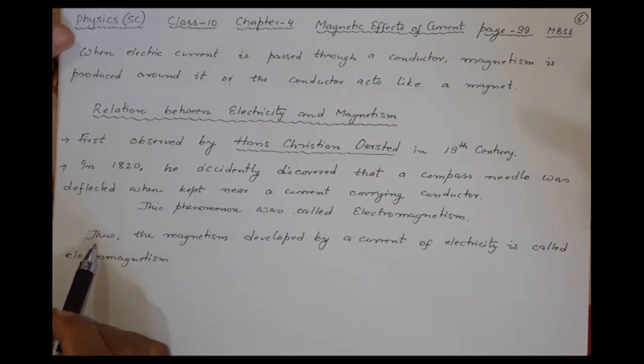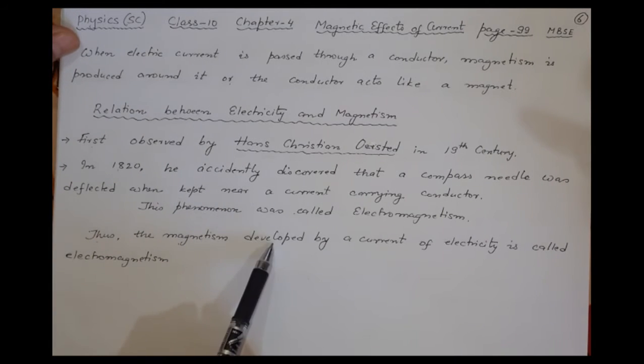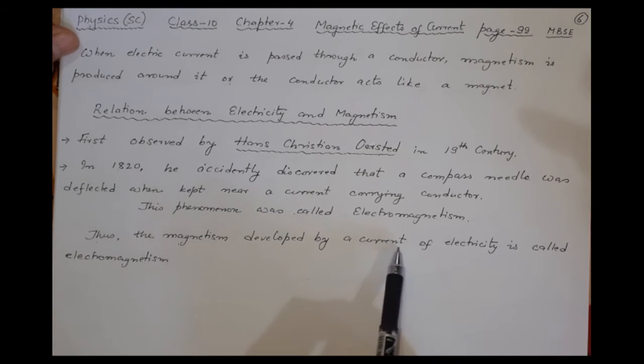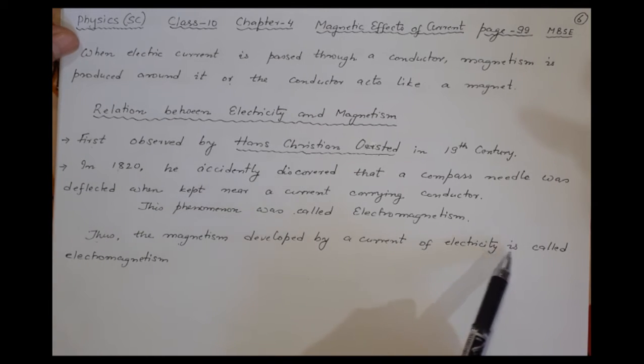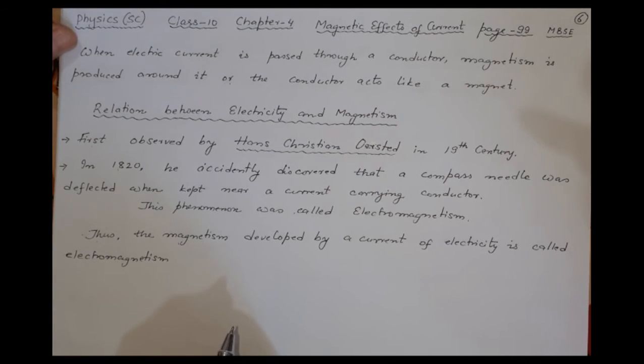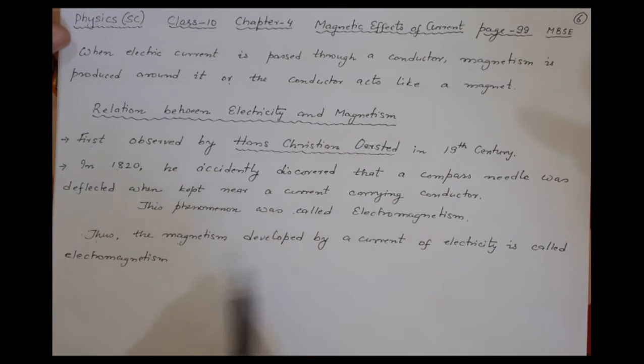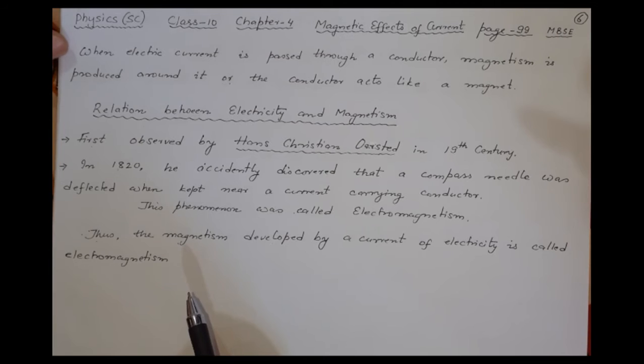Now we can define it like this. The magnetism developed by a current of electricity is called electromagnetism. Okay, this is the definition. This will be the definition of electromagnetism. If the question asks what is electromagnetism, you have to write: the magnetism developed by a current of electricity is called electromagnetism. Okay, so now after this we will perform one activity also, how it is done, right?